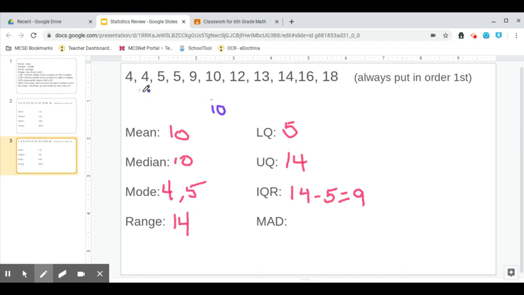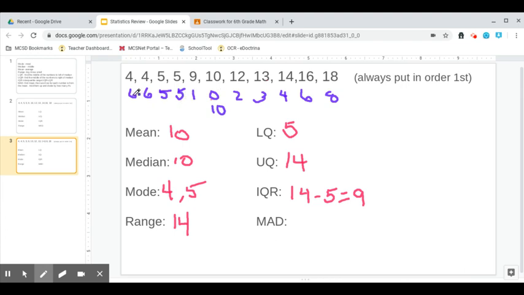Okay, how far is 4 from 10? Well, 6. 4 from 10 is 6. 5 from 10 is 5. 5 from 10 is 5. 9 from 10 is 1. 10 from 10 is 0. 12 from 10 is 2. 13 is 3 from 10. 14 is 4 from 10. 16 is 6 from 10. And 18 is 8 from 10. There's all my deviations.